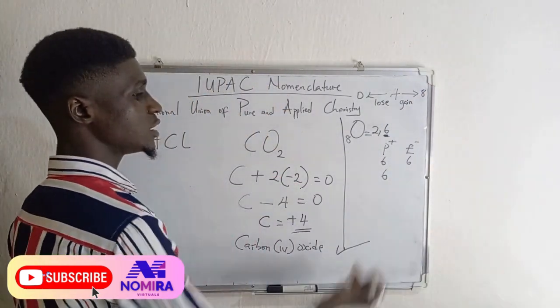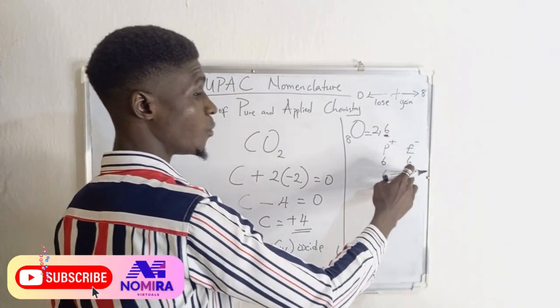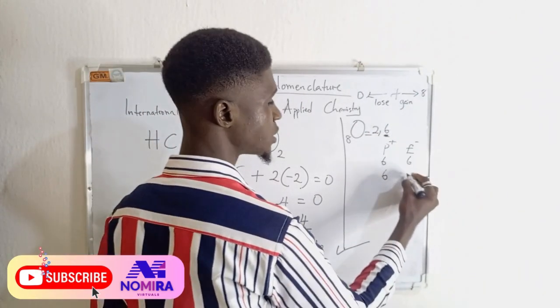8. In this case, for oxygen, the valence electrons are more than 4. They are 6 in number, so they are more than 4. So they will gain to become what? 8.